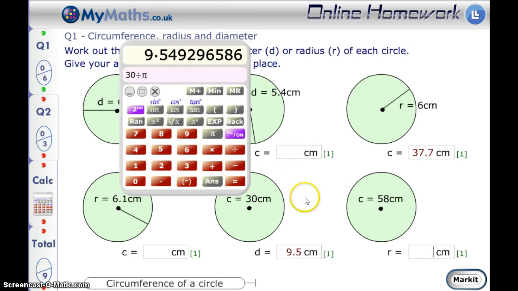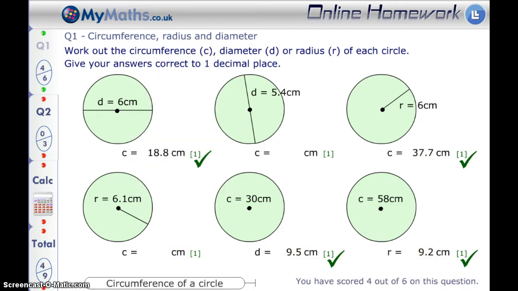Here I'm finding the radius. So same method to start with, 58 divided by pi. That's the diameter, and I remember that the radius is half that, so I divide that by 2, leaving me with 9.2. Okay, I've got those ones correct. There's 2 that I haven't done there.